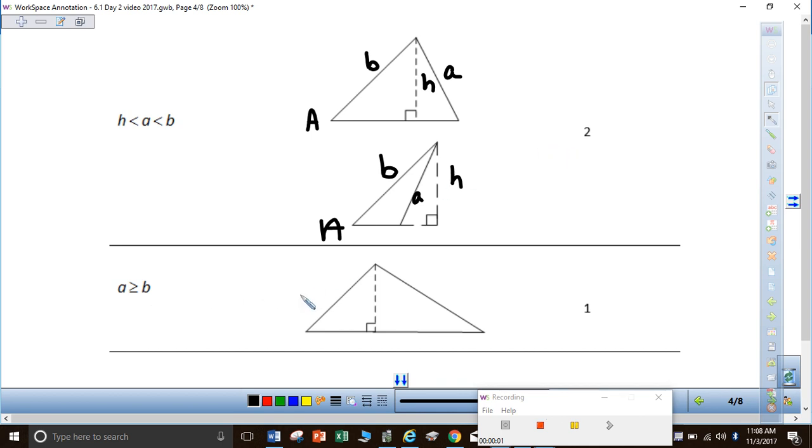And then the last one is if side A is greater than side B. This is actually the only scenario that's not dependent upon the height. You don't need to find the height. If side A measures longer than B, there's only one triangle that can be found, and it's going to look like that.